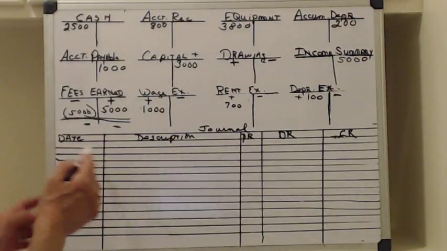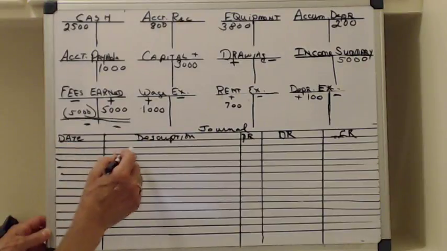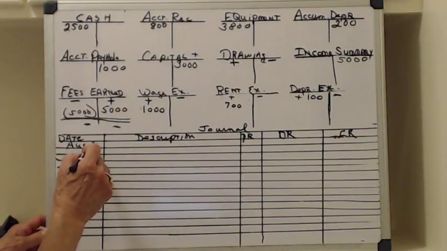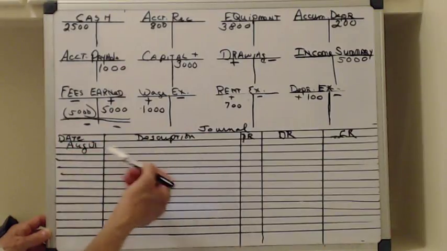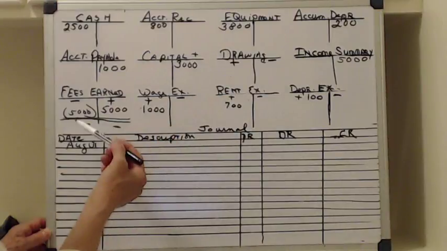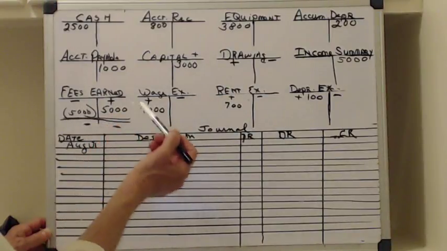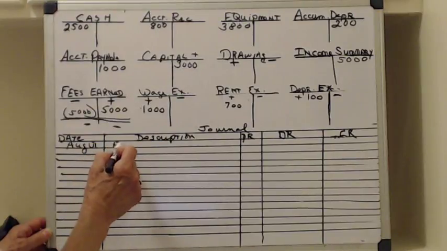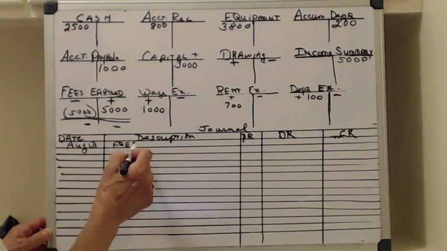I'm going to write in my journal what I just did, and you'd write closing entries here. I don't have a lot of room, so I just need to start with my account closing process. So I'm going to write my debit first. I debited fees, so I'm going to say fees earned.